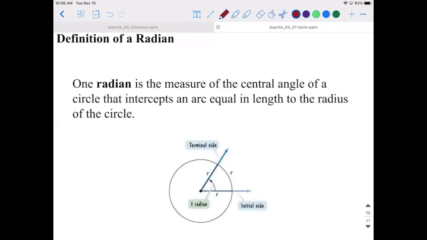Definition of a radian. We define a radian as the measure of the central angle of a circle that intercepts an arc that has equal length of the radius. So notice in my picture here, here's my radius of the circle. And this angle is equal to 1 radian because this arc length is equal to the radius of my circle. So that's how we define 1 radian.